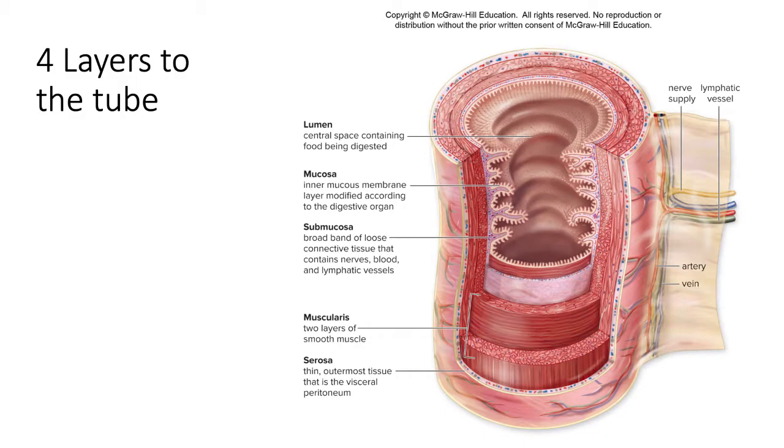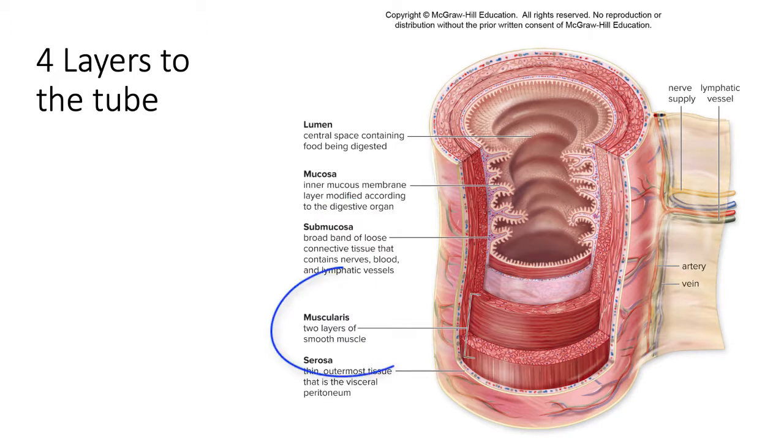There are four layers to the tube. The lumen is the hollow space in the middle of the tube. The inner layer is the mucosa. This is made of epithelium and creates a smooth surface for food to move through. The next layer is the submucosa. This is made out of connective tissue, and it contains blood vessels, nerves, and lymph.